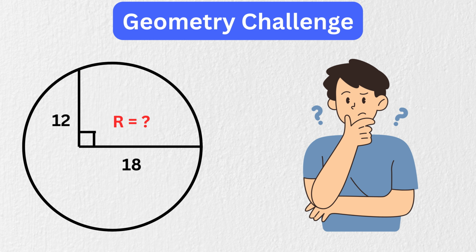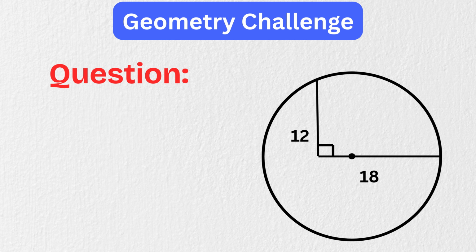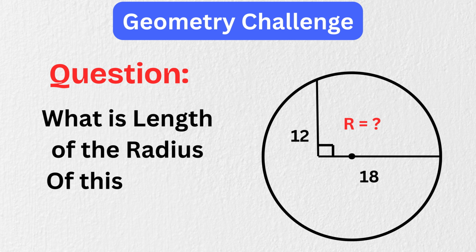Can you solve this geometry challenge? In a circle, there is a segment that passes through the center of the circle and measures 18 units. Another segment is perpendicular to the first segment, like this, and measures 12 units. The question is, what is the length of the radius of this circle?